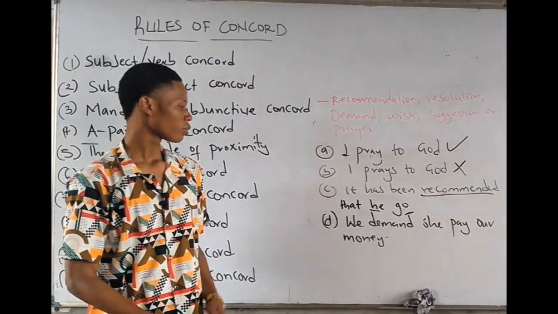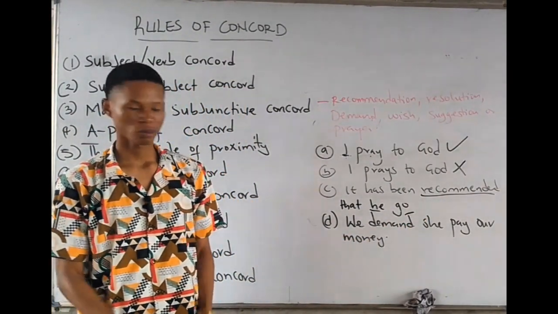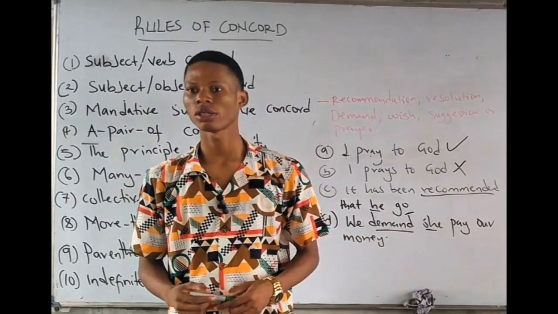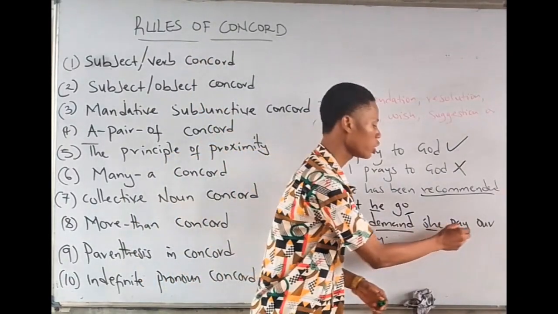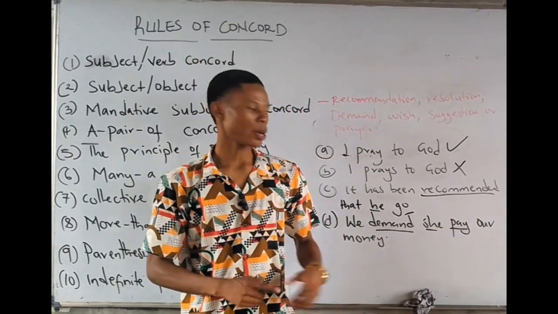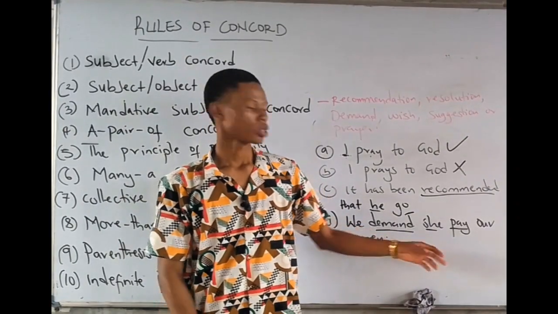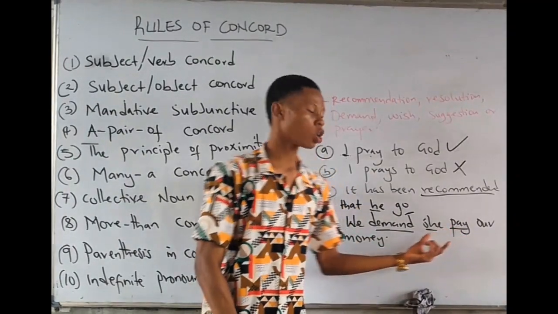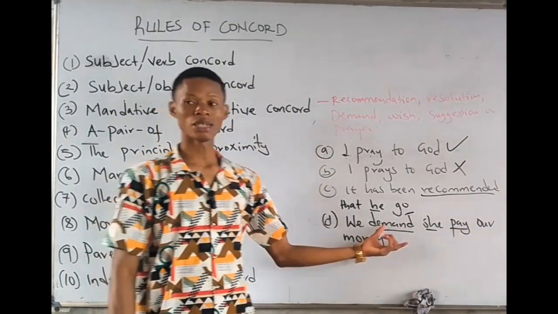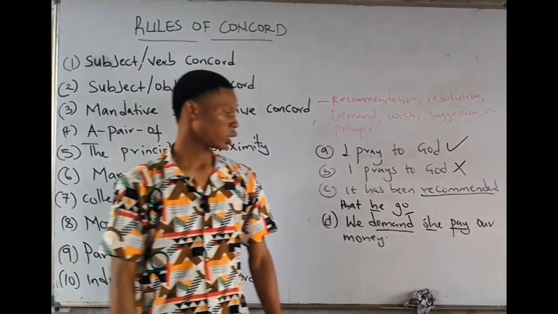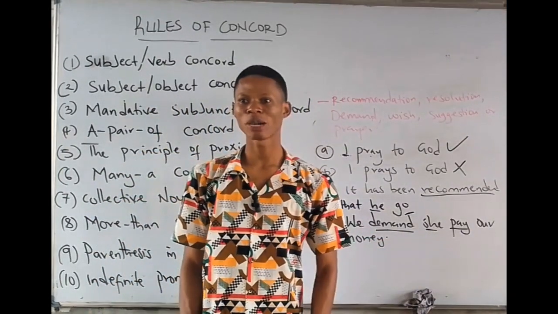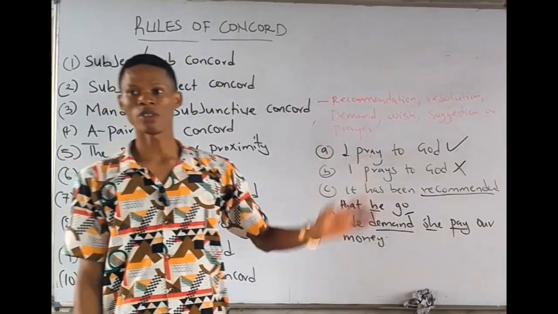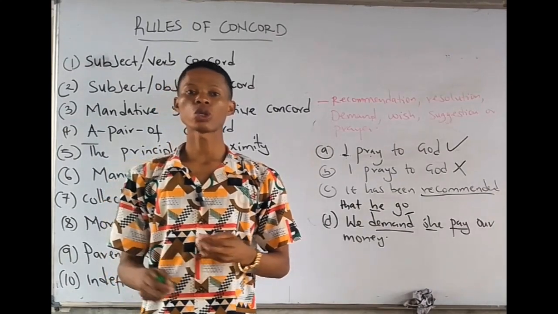Next, we demand she pay our money. This is a demand. We demand she. She here, is it plural or singular? Singular, right? Pay, is it singular or plural? Plural, right? So she, singular, pay, plural. So this is correct because it is a demand. So when going with a demand, you use a plural verb. So it is wrong to say we demand she pays our money. It's wrong because it's a demand, and a demand will always go with a plural verb. Do you understand that? So you know how to use it in sentences.